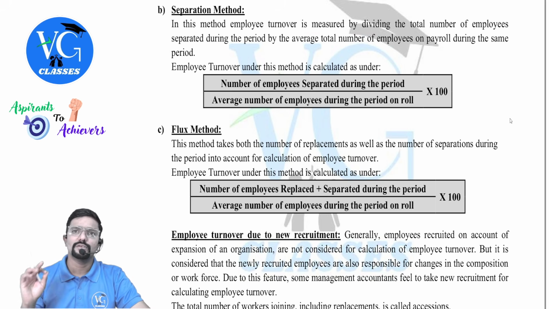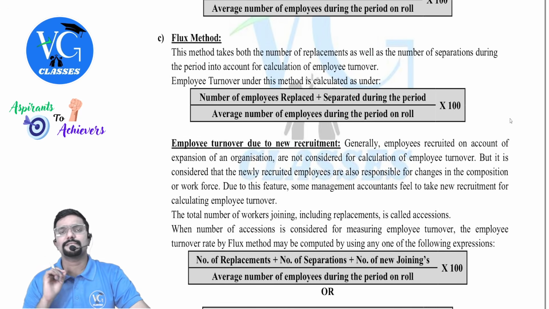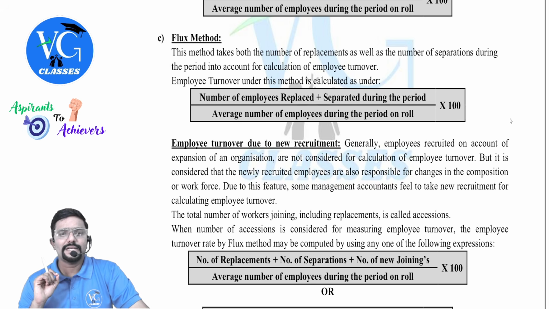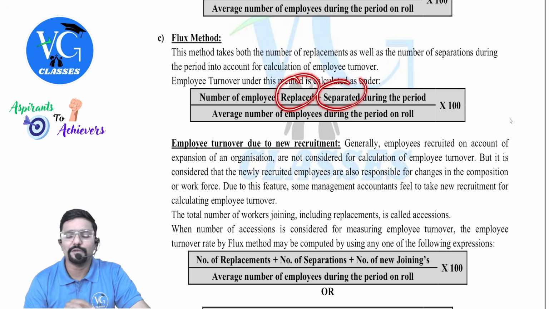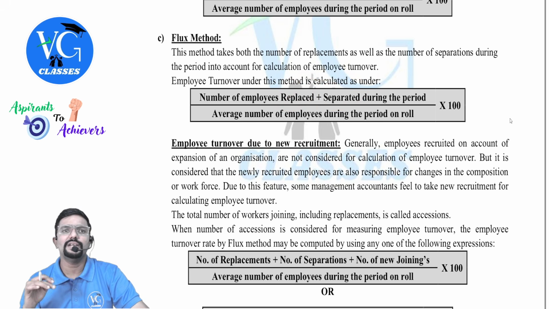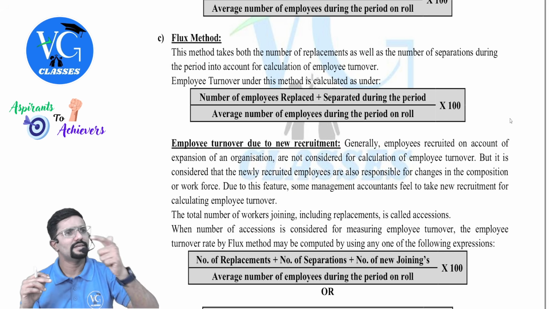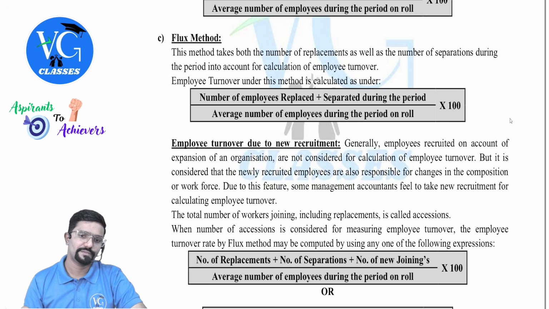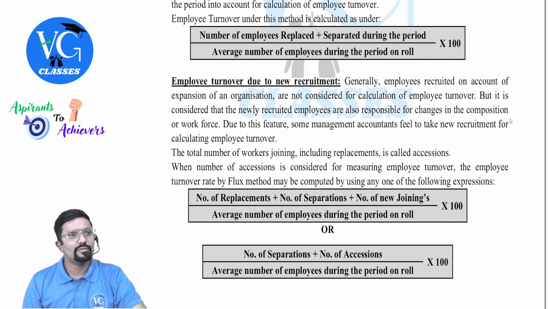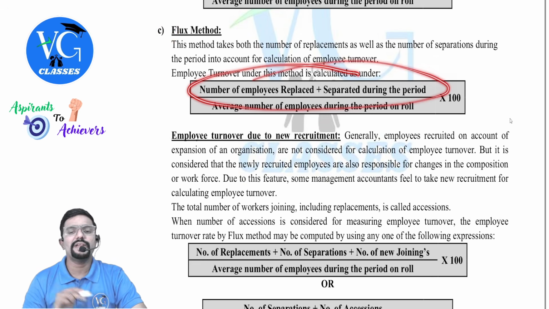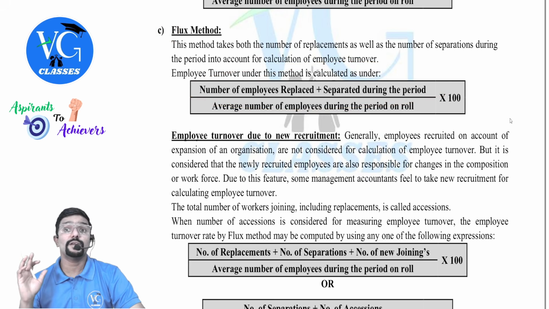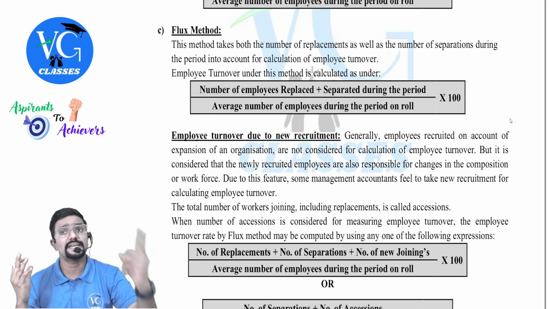Next, the flux method. This method takes into account both the number of employees replaced as well as the number of separations during the period for calculating employee turnover. That means we add both in the numerator: separated plus replaced, whole divided by average. Under this method we can also calculate differently by taking a different numerator, that is the total number of new employees. Can I consider that? Yes, that is accessions.